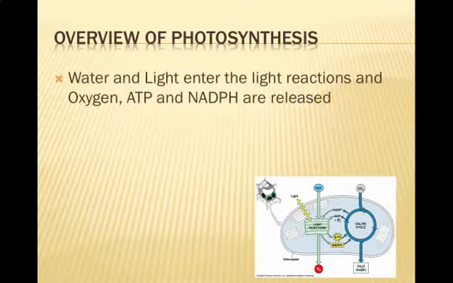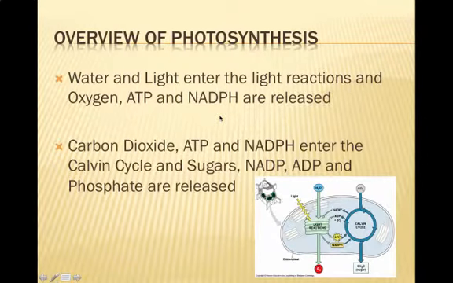And here's an overview of photosynthesis. Water and light enter the light reactions and oxygen leaves. Then, carbon dioxide, ATP, and NADPH enter the Calvin cycle, and sugars, NADP+, ADP, and phosphate are released. Pretty simple. If you learn anything about photosynthesis, it would be this one slide. What enters and leaves the entire reaction. It's happening in the chloroplast, using chlorophyll and those pigments to help us make sugars through this biochemical process.